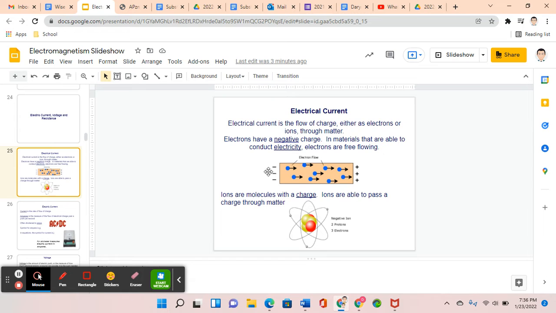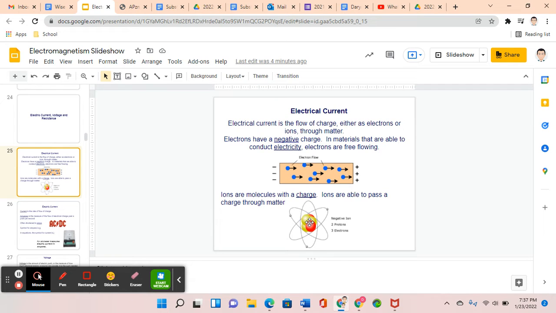If you look at the image here, you'll see on this diagram it says electrical flow, and we see the little electrons with the arrows showing that they're moving from the negative side on the left to the positive side on the right. Keep in mind, in the atom, the electrons are on the outside of the atom. The yellow and red are protons and neutrons, which are in the nucleus in the middle of the atom.